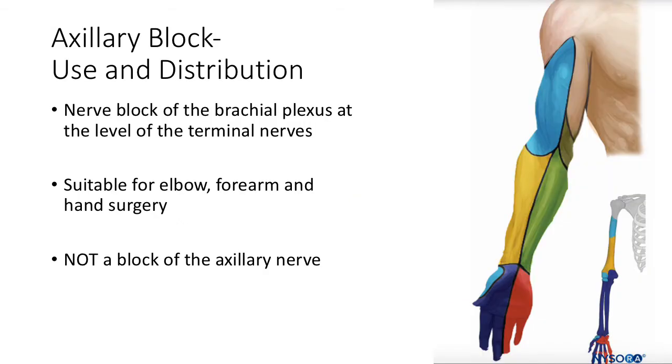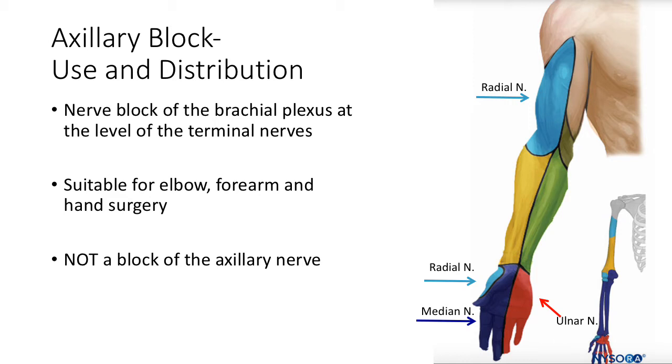The axillary block is a nerve block of the terminal nerves of the brachial plexus and is an appropriate block for anesthesia and analgesia for surgeries of the elbow, forearm, wrist, and hand. The area anesthetized by this block is illustrated in the colored patches on the arm in this diagram and is made up of the distributions of several terminal nerves of the brachial plexus. The smaller figure to the right represents bony innervation. The light blue represents the area of cutaneous innervation of the radial nerve.